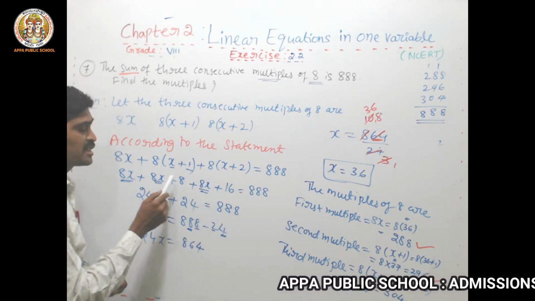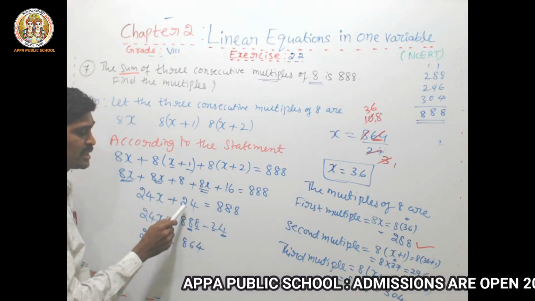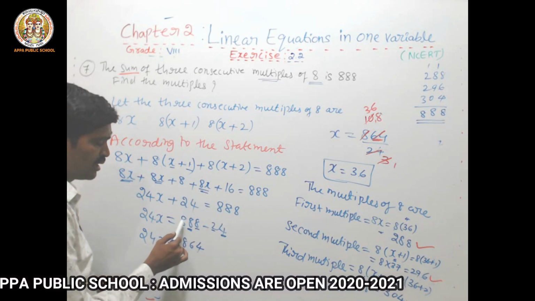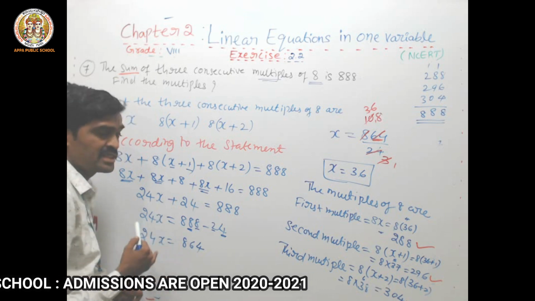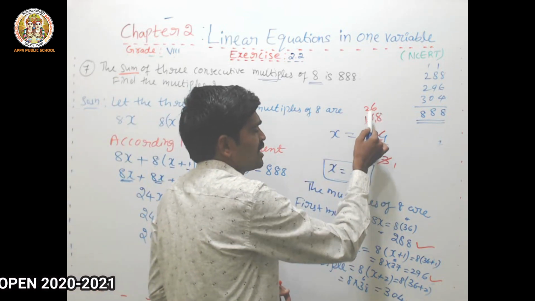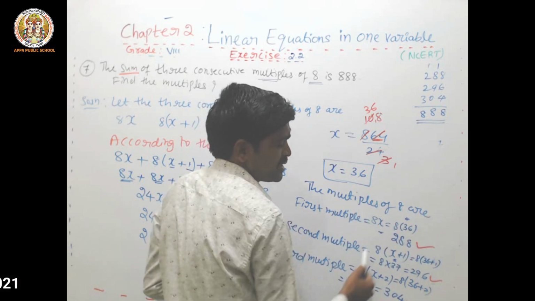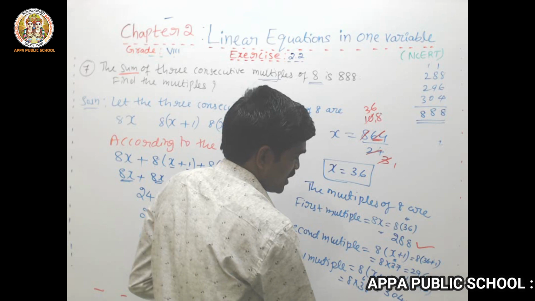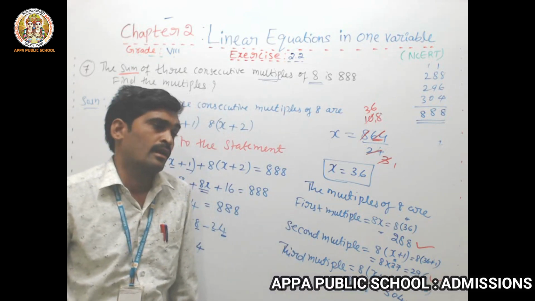Here 8x plus 8x plus 8x we will get 24x plus 24. 24 transfer to the RHS, minus 24. 888 minus 24 is 864. So x is equal to 864 over 24, we will get 36. So the multiples of 8 are 288, second multiple is 296, then third multiple is 304.